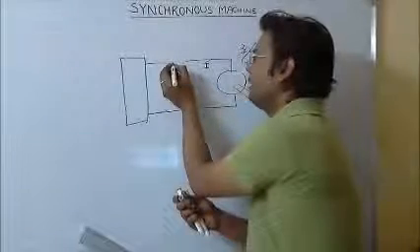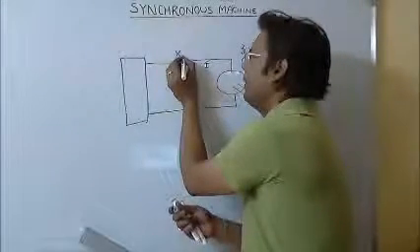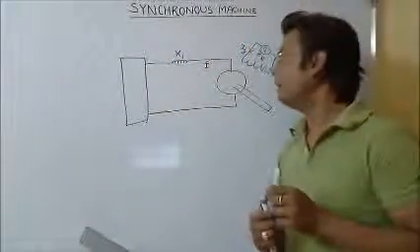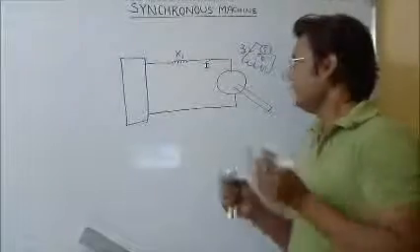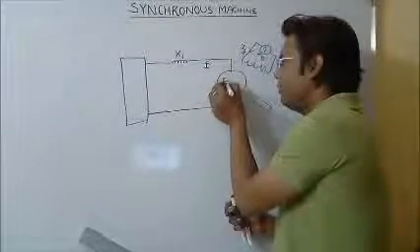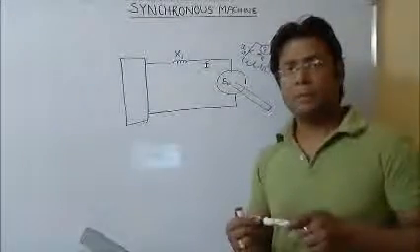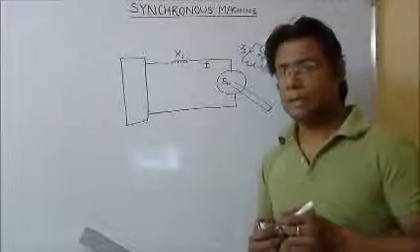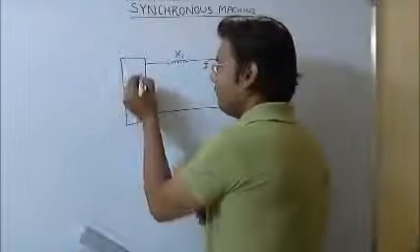stator winding has some reactance, the stator reactance XS over here, and the current I is flowing. Back EMF will also be generated, as we have seen in the DC machine also, that back EMF will be generated, that is EB, and this is my three-phase supply.